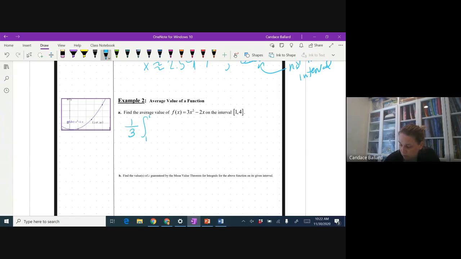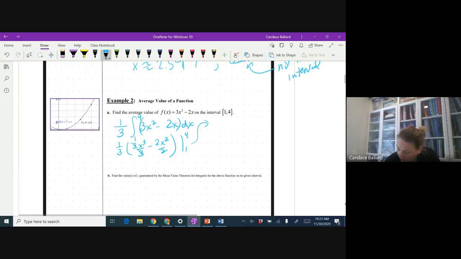All right, so 1 to 4, and then we've got 3x squared minus 2x, and then throw a dx after it. We're going to go ahead and integrate. We're integrating by hand this time. So we've got 1/3. I know it's been a week. And then we're going to integrate this: 3x squared, we get 3x cubed over 3 minus 2x squared over 2. How nice is that? From 1 to 4.